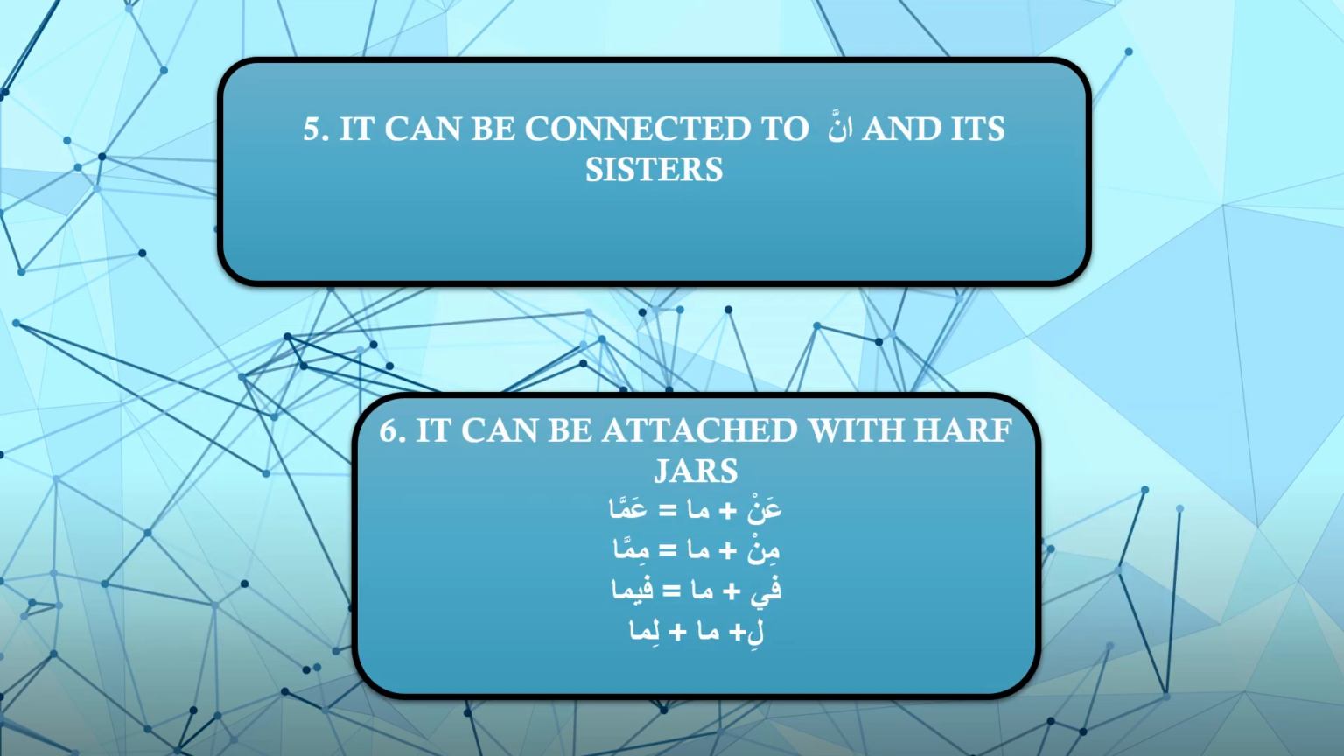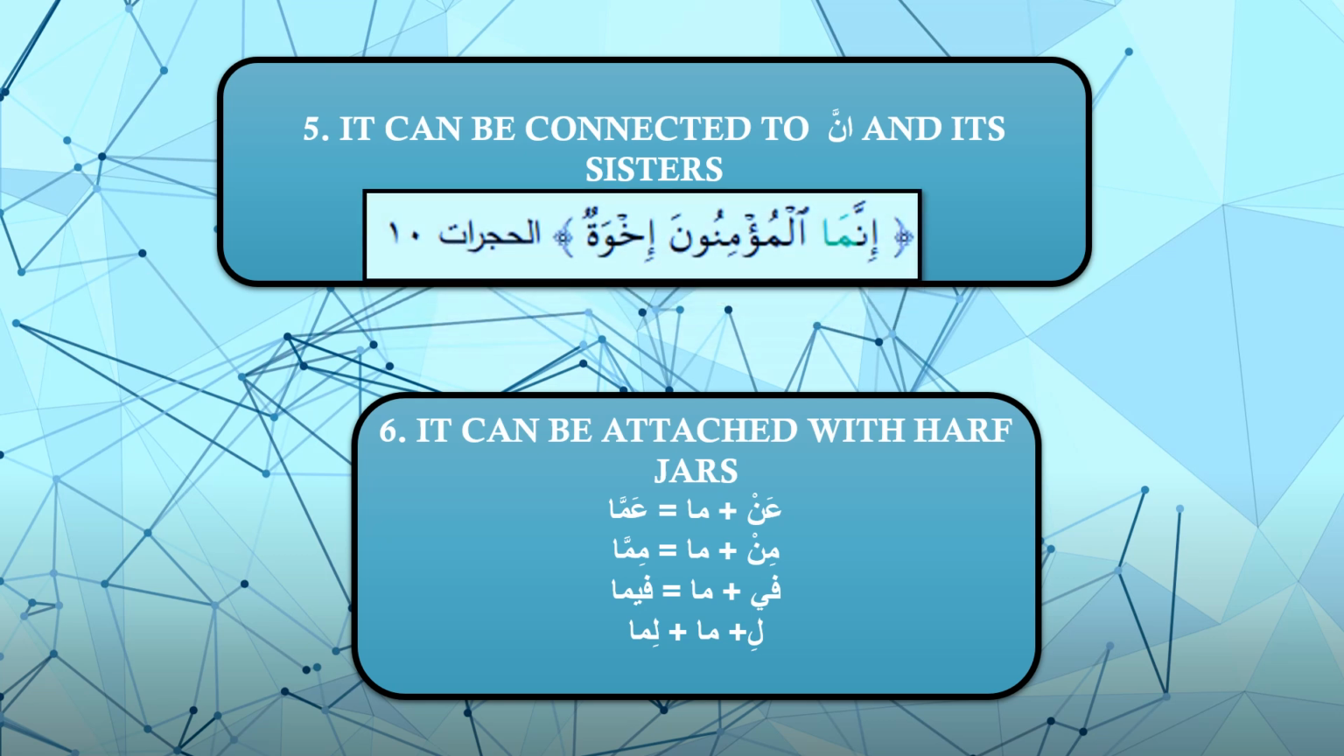So now let's check the fifth one. It can be attached to inna and its sisters. So now let's see the example here. Innamal mu'minuna ikhwatun. So it is coming after inna. So the position of ma will be the ism mausool of here. It will be ism inna, coming after inna.